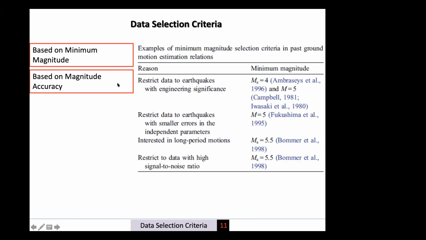And also some of them, just as I explained, just consider the magnitude accuracy. For example, for one earthquake, you can have different definitions of magnitude, and we will discuss it later on. But it's very important that when you are considering that earthquake and its records, the magnitude should be accurate. So when you realize that the magnitude for this earthquake is not accurate, it's better to just remove it from your catalog, because your independent variable, which is magnitude, is not accurate, and it affects all your coefficient estimations.